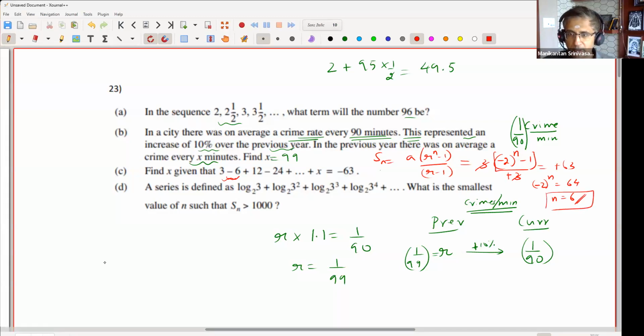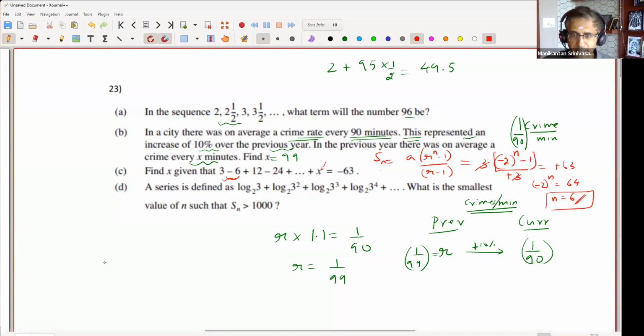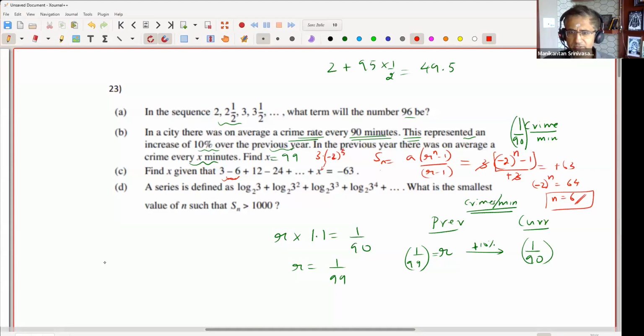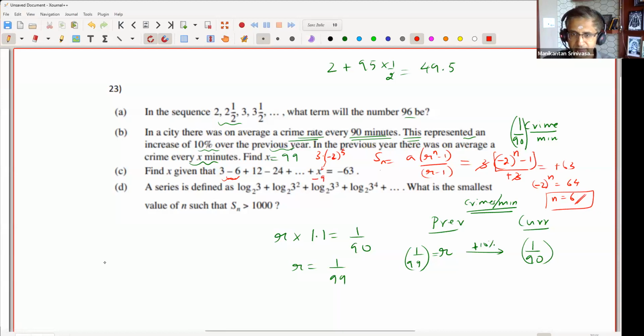We have still not solved the problem. He's asking what is the last term, right? Essentially, so the last term is 3 times minus 2 power n minus 1. So 3 times minus 2 power 5. So which is minus 32 times 3. So x is minus 96.